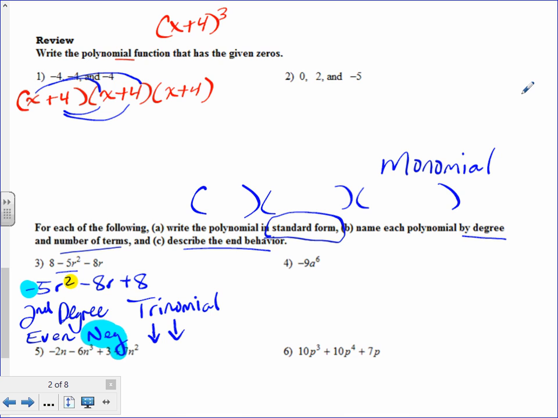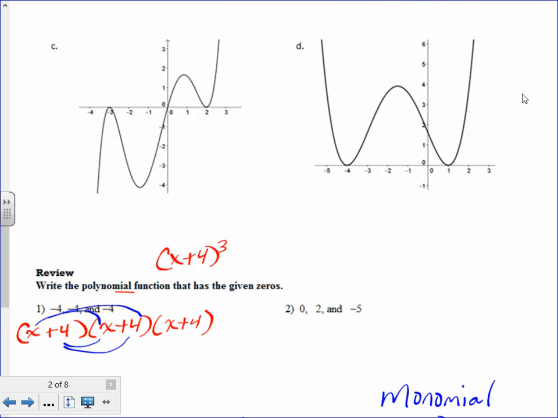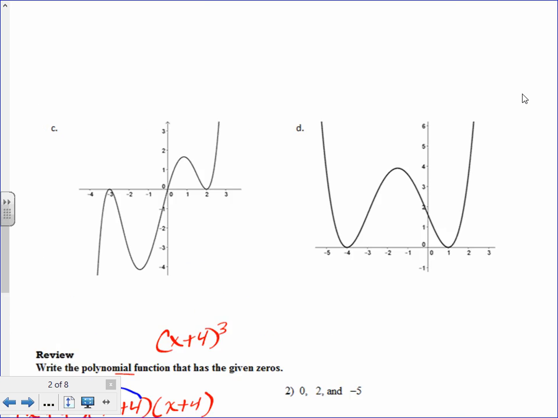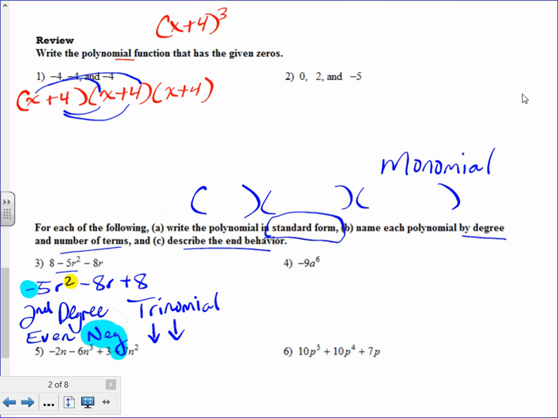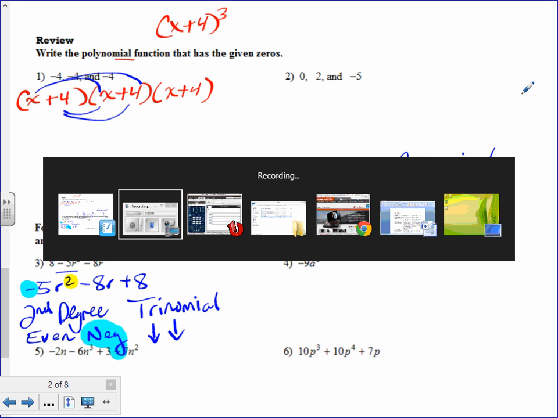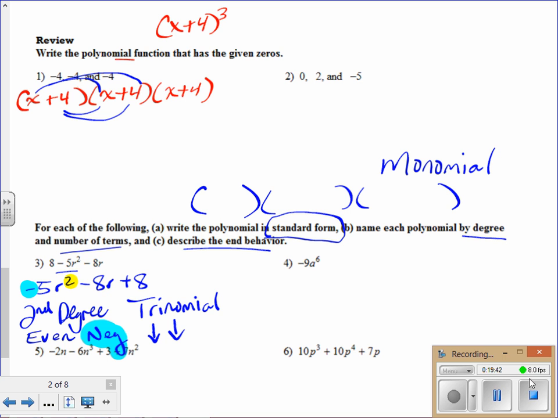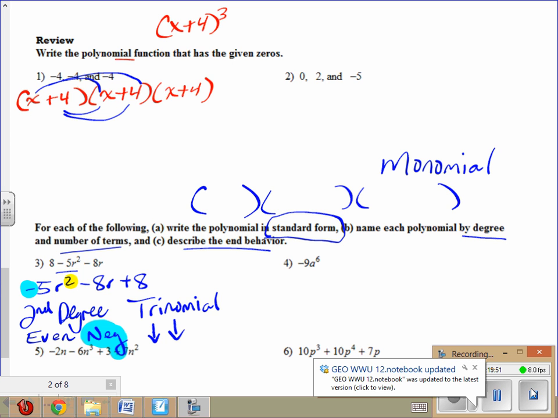All right, questions? All right, I'll let you get to work. If you run into anything, I'm here. Number 1, what? You claw. And you have a binomial and a trinomial, right? When you claw, what's left over?